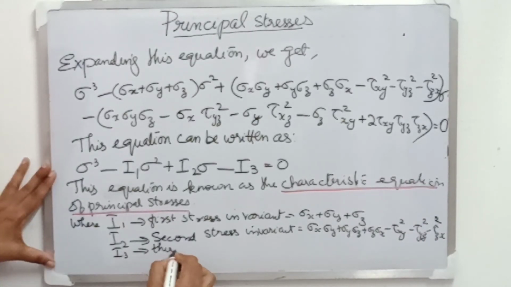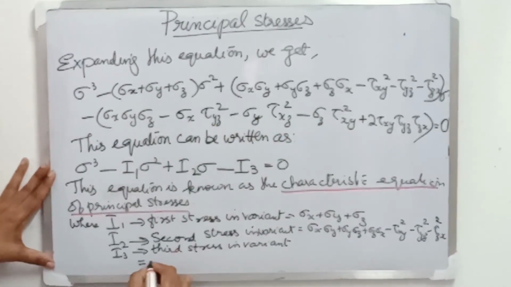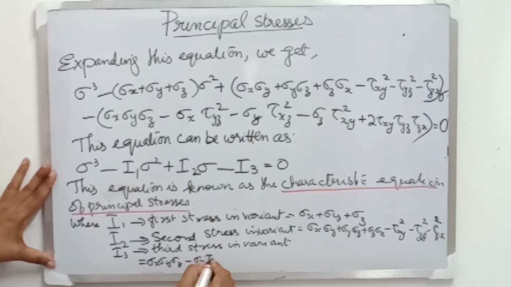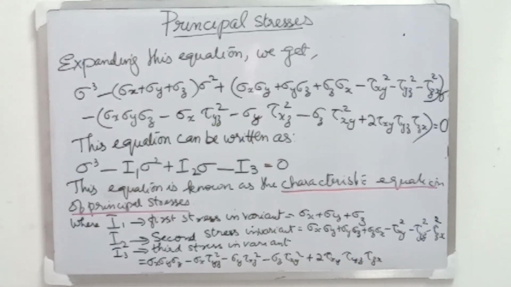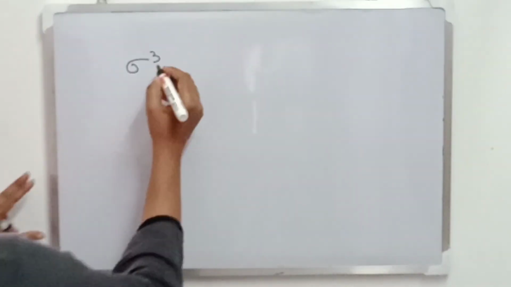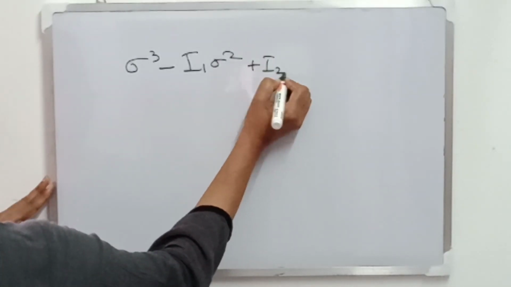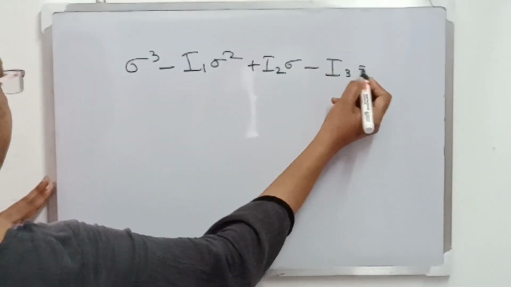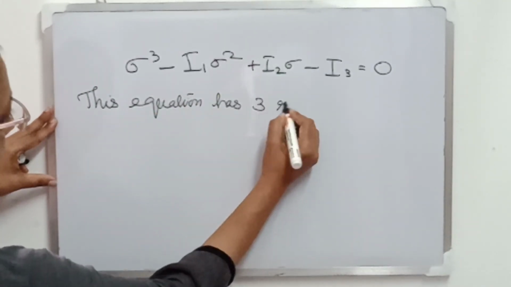Then I3 represents the third stress invariant, and that is equal to what is in the final bracket, that is sigma x sigma y sigma z minus sigma x into tau yz squared minus sigma y into tau xz squared minus sigma z into tau xy squared plus 2 tau xy into tau yz into tau zx. So here I am writing the characteristic equation of principal stresses in terms of stress invariants. That is sigma cube minus I1 sigma squared plus I2 into sigma minus I3 equal to 0.